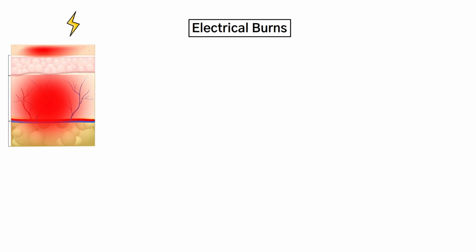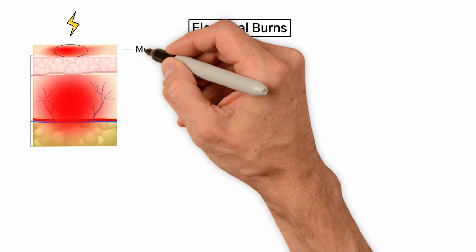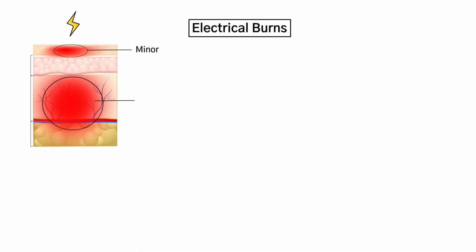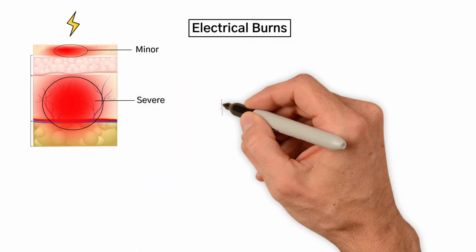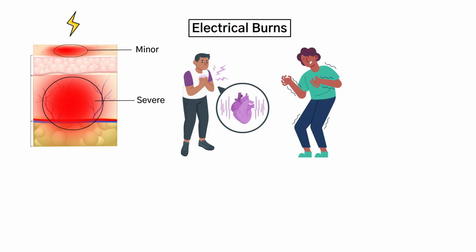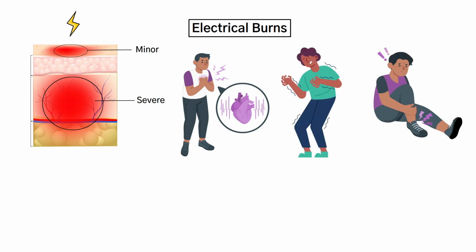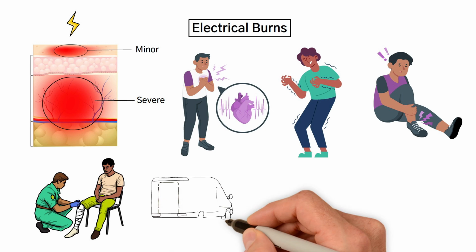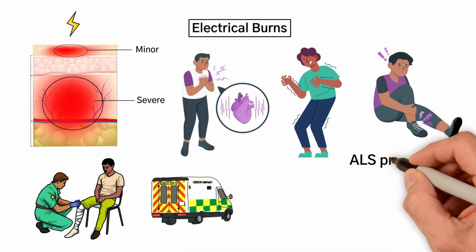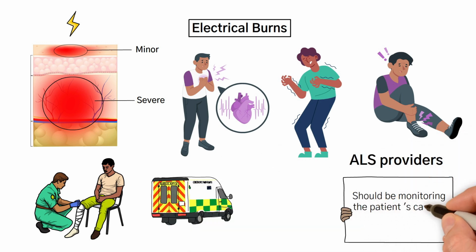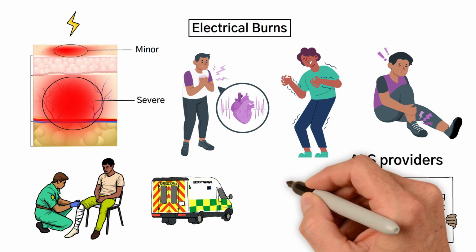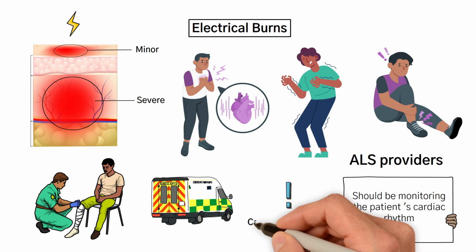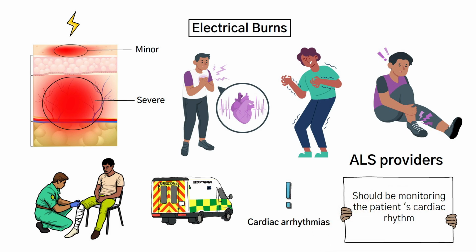Electrical burns can be deceptive, as external damage may appear minor, while internal damage can be severe. Patients can suffer cardiac arrhythmias, muscle breakdown, and nerve injuries. Treatment includes providing supportive care and rapidly transporting the patient to the hospital. ALS providers should be monitoring the patient's cardiac rhythm, as patients who suffer from electrical burns are more likely to suffer from cardiac arrhythmias.